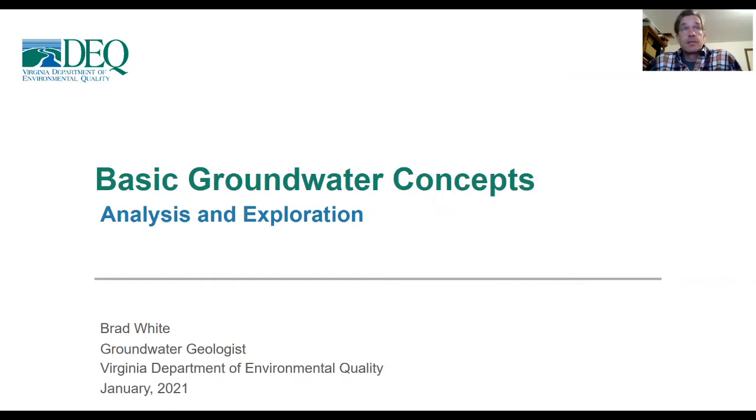We're going to briefly touch on the analysis of hydrologic information and how that can be used to help describe groundwater systems. And then we're going to briefly talk about exploration methods for groundwater and for just locating and describing the boundaries of the system, and also for locating viable aquifers.